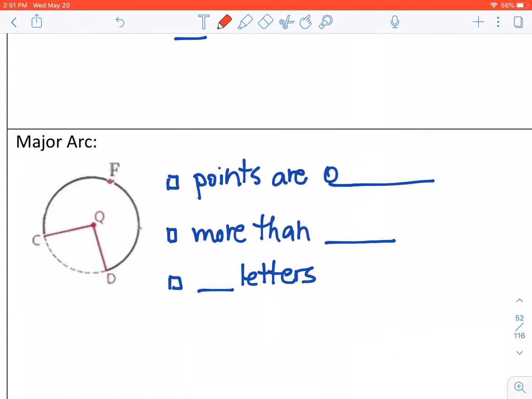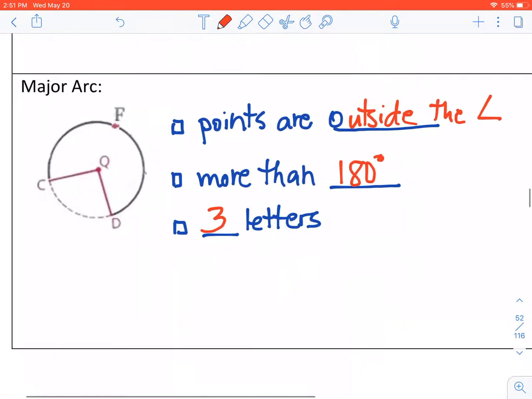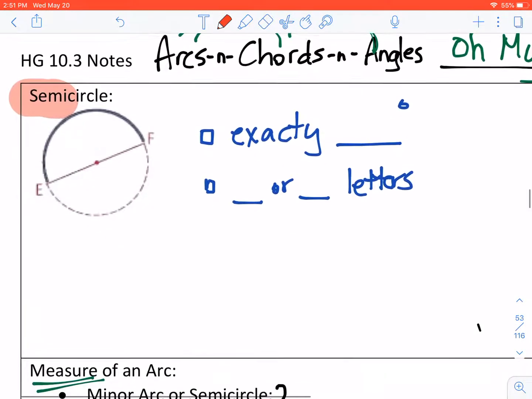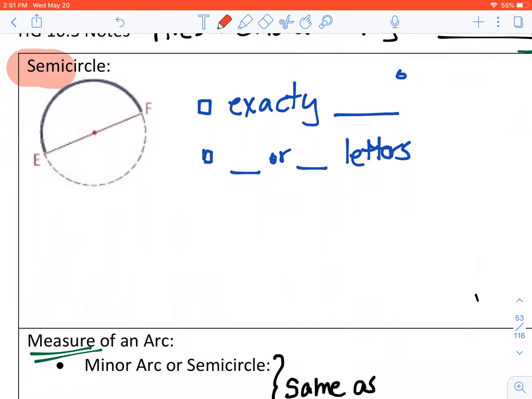Major arc. These are not points that are inside the central angle, but they are outside the angle, on the arc, obviously. And again, this would be more than 180 degrees. And we use 3 letters this time for major arcs. Semicircle. As you might suspect, it is exactly 180 degrees. And you can use 2 or 3 letters, but it will describe half the circle. So there will be 2 semicircles in every circle.